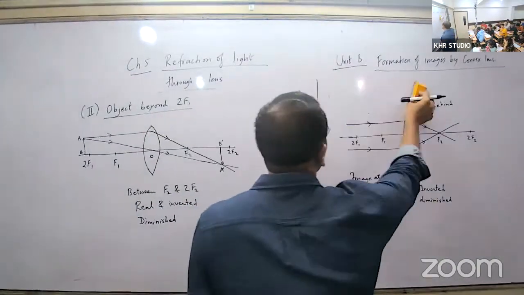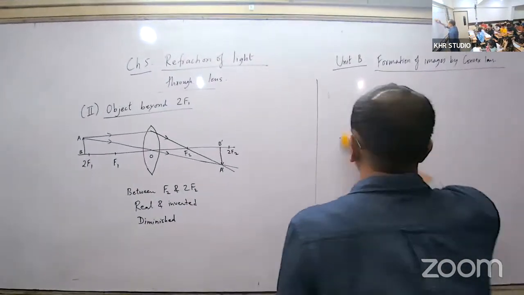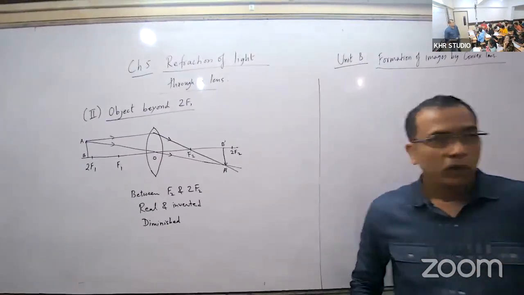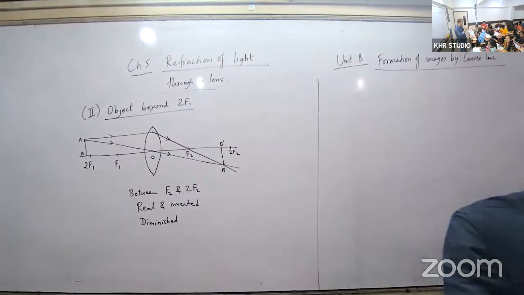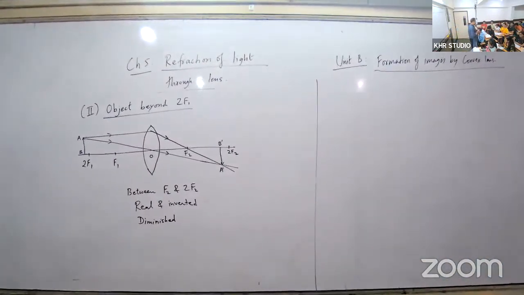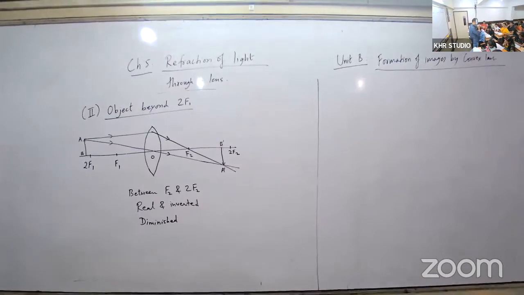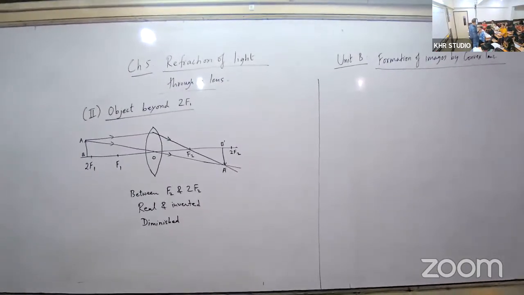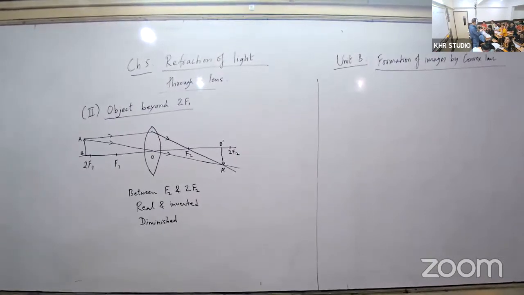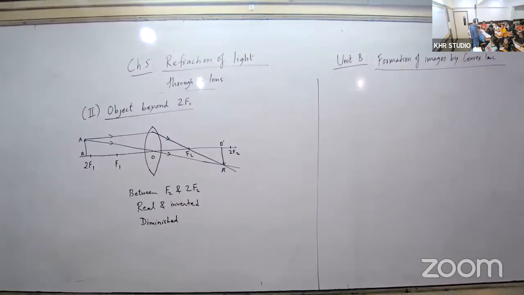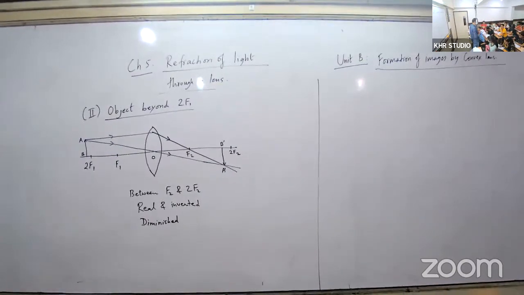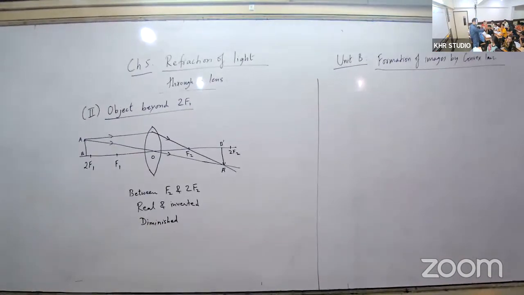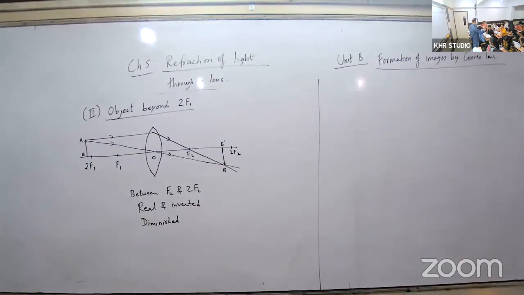Next condition is, now what is the focal plane? Everybody understand what is the focal plane? Focus, everybody understands. What is focus? The point on the principal axis where the rays parallel to the principal axis converge. That is your focus. But what is the focal plane? The plane which passes through the focus and is perpendicular to the principal axis.